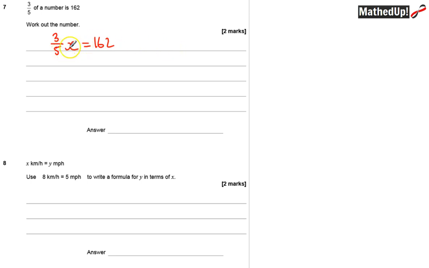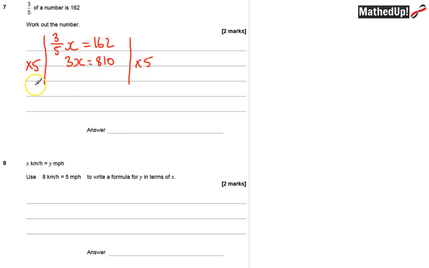So first of all, I'm going to get rid of this fifth over here by multiplying both sides of my equation by 5. So let's draw some bars either side. So that means that this side's going to become 3x, and this side over here is going to become 5 times 162. Well, 10 times 162 is 1620, and if I half that, which is 810, that will be 5 times 162. So I've timed it by 10 and then halved it in order to times it by 5.